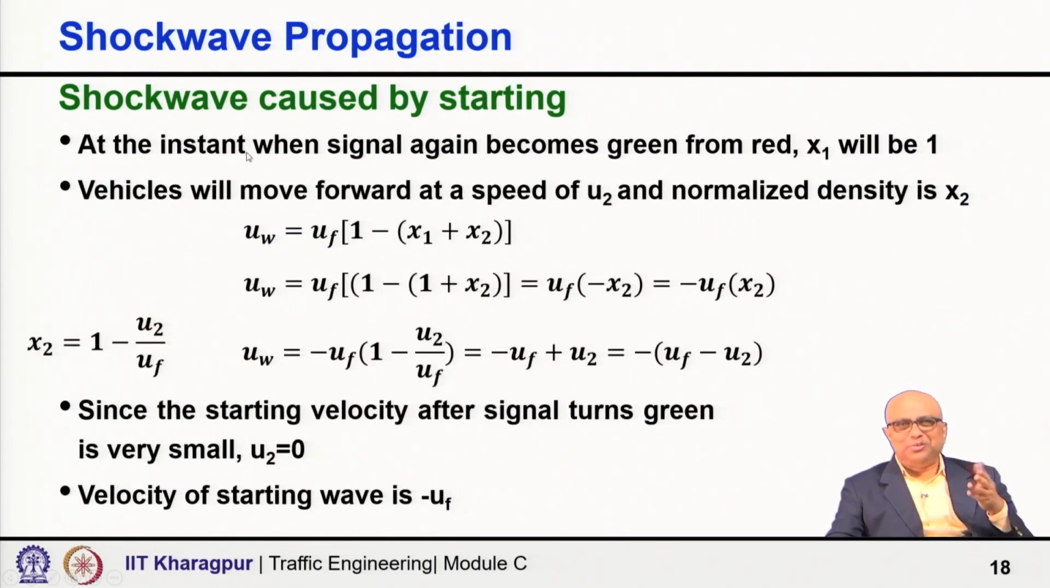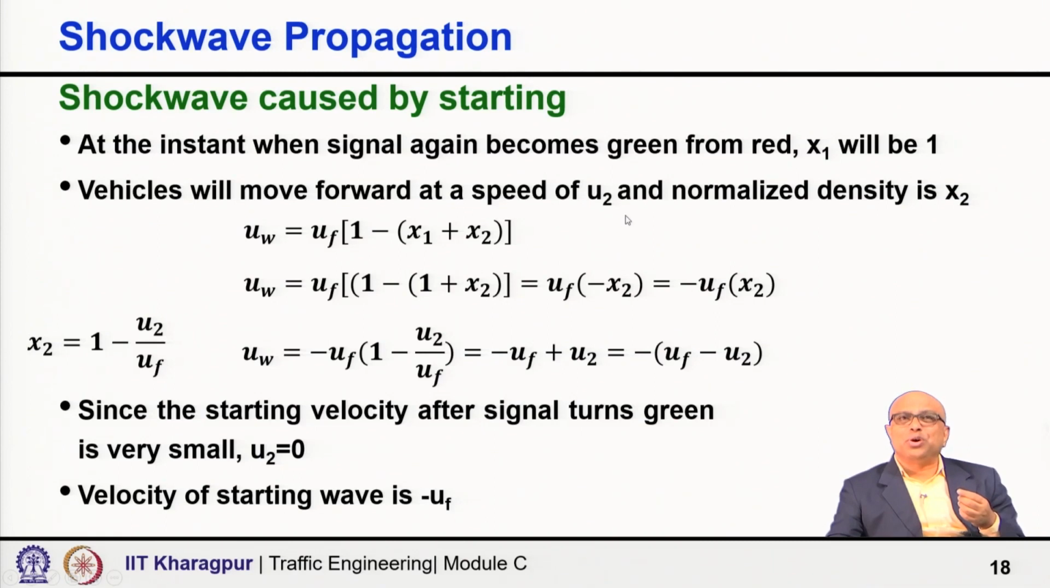Now, the other one, when the red turns into green. So, shock wave caused by starting, at the instant when the signal again becomes green from red. In this case, x1 is 1, because it was in the jam density state. So, the normalized density is 1, k by kj equal to 1. So, x1 equal to 1.